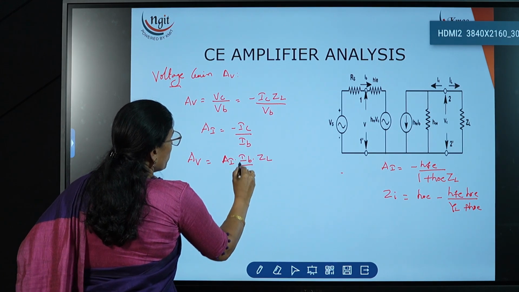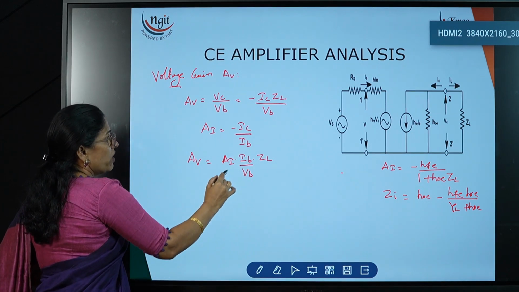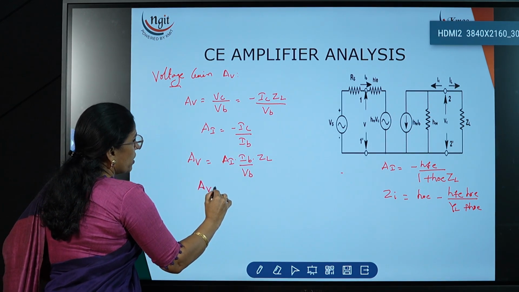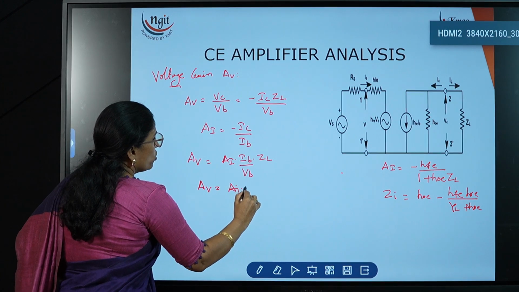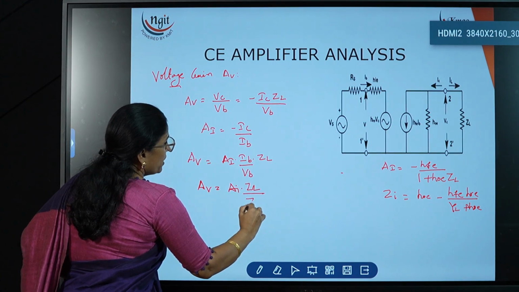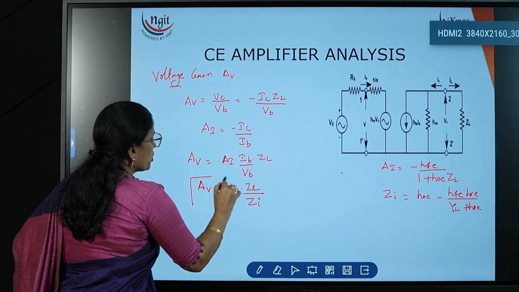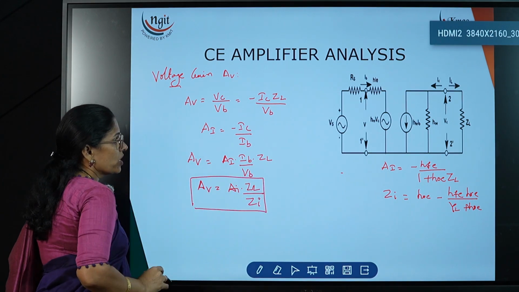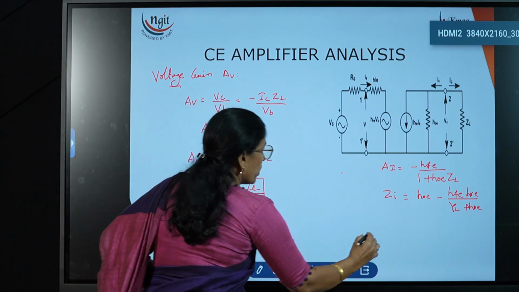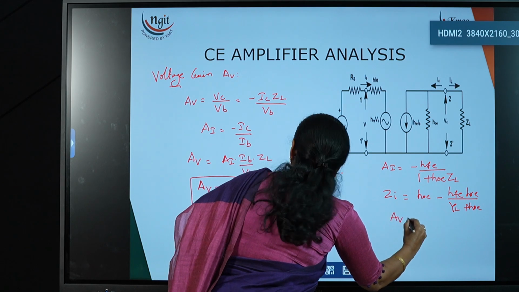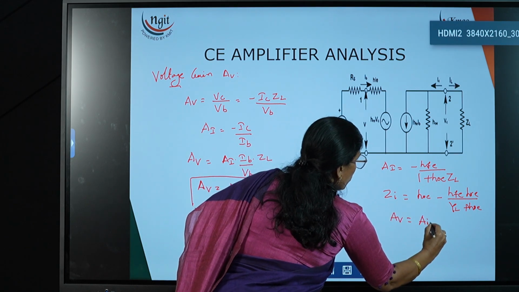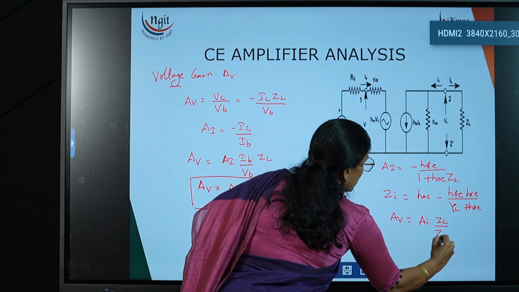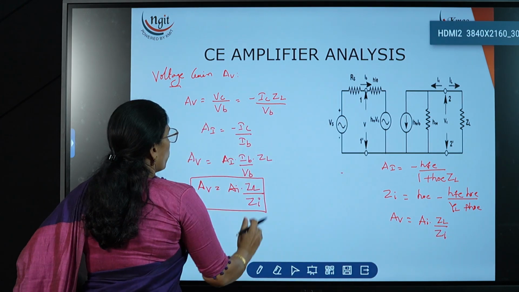Now IB by VB is nothing but 1 divided by ZI. So AV is equal to AI into ZL divided by Zin. So this is the expression for the voltage gain: AV is equal to AI into ZL divided by Zin.